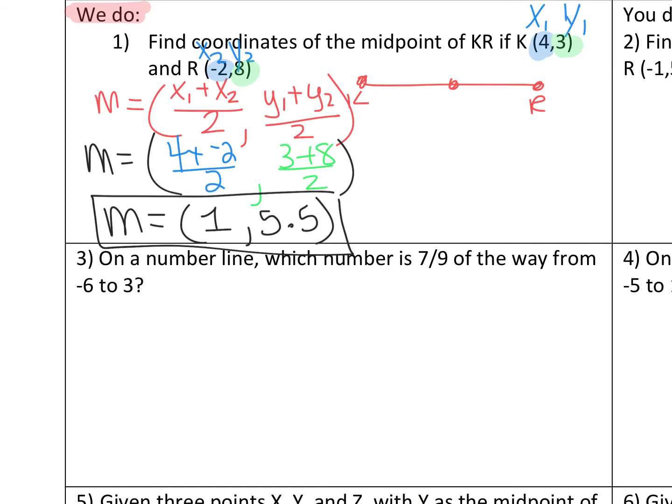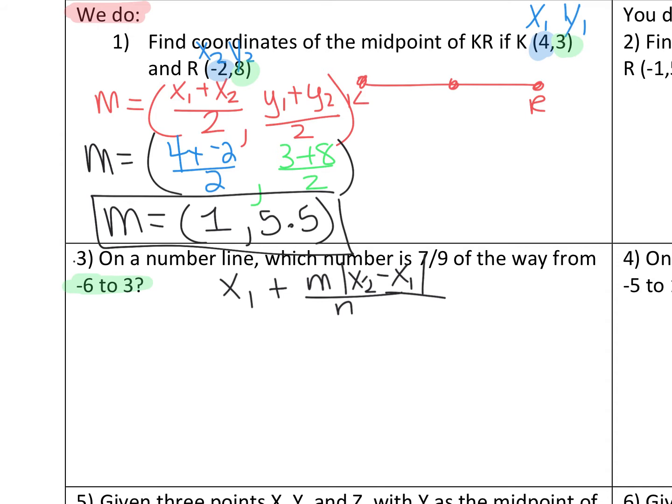Okay. Number 3. On a number line, which number is 7/9 of the way from negative 3 to 6? Okay. So there's a formula for this. Our formula is x1 plus m over n, absolute value of x2 minus x1. And I'm going to tell you to make sure that your answer is between negative 6 and 3. If it's not between negative 6 and 3, then we've done something wrong.